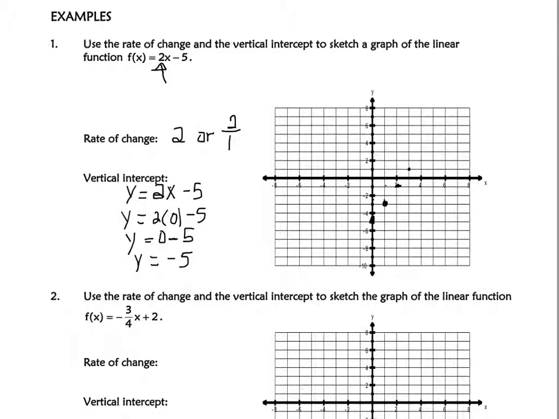Now, if you wanted to, you could go down 2. That's a negative direction, but you'd have to match it with left 1, because a negative direction over a negative direction would result in a positive fraction or rate of change.